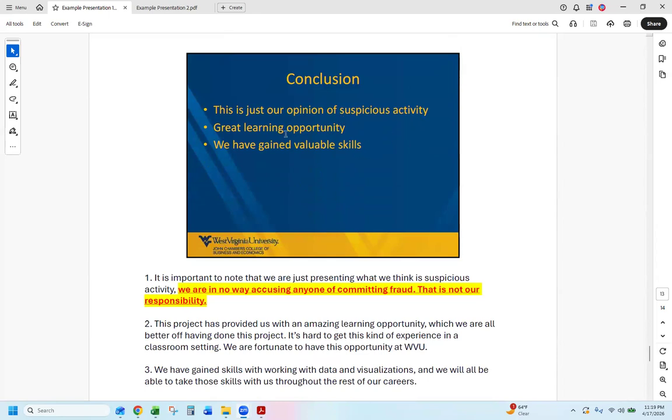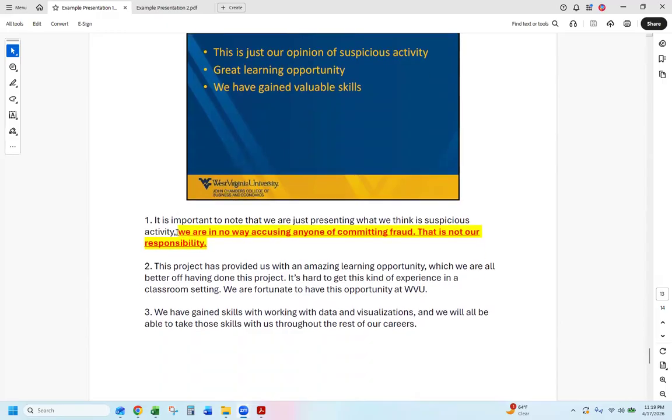Their opinion of suspicious activity, great learning opportunity, all that. And you see here they even called out for themselves to say we are in no way accusing anyone of committing fraud. It's not our responsibility. That's a caveat that should be given in every presentation. So pretty good job with that.